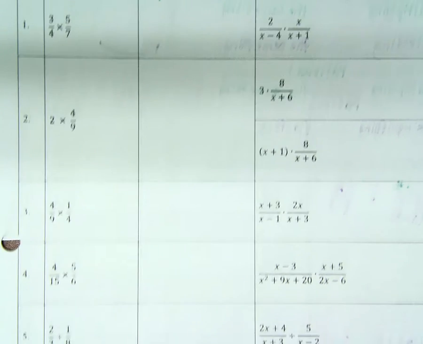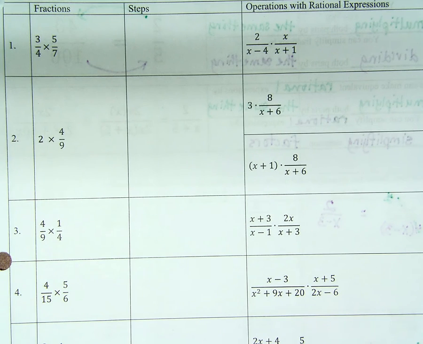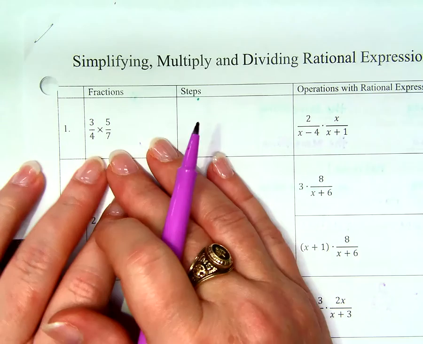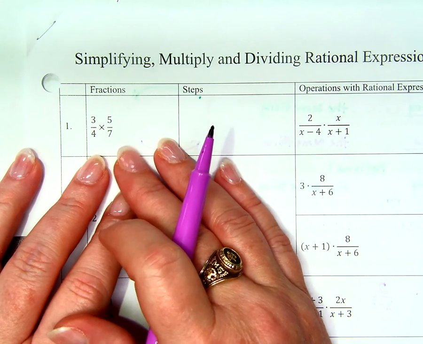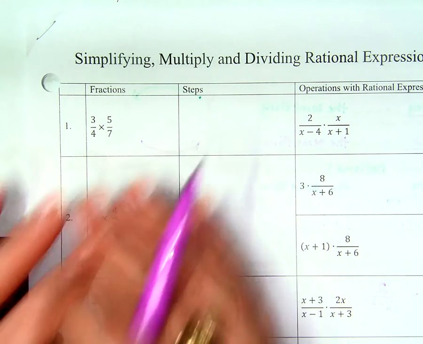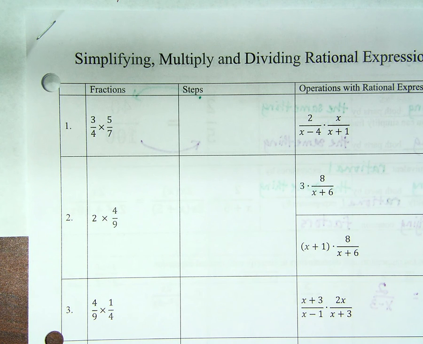So what happens if some actual multiplication or division is happening? What happens if that's going on? Well, let's start here. 3/4 times 5/7. How do you multiply fractions?